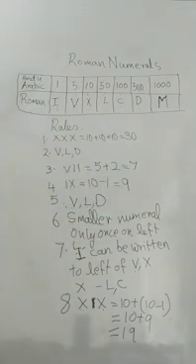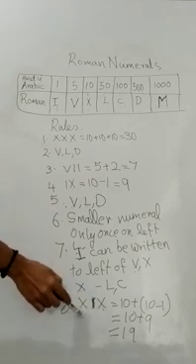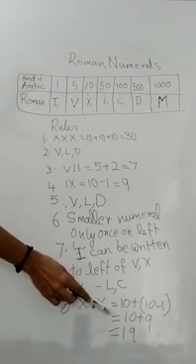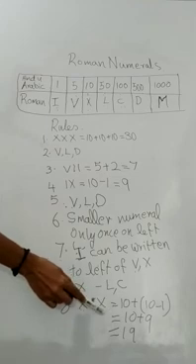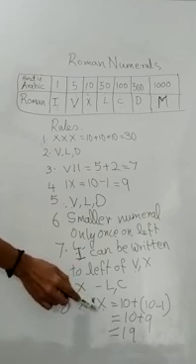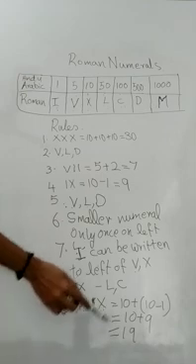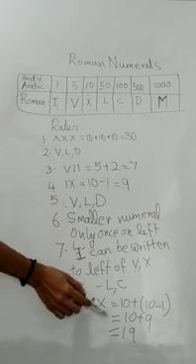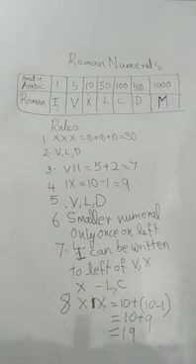Next, the last rule is, when you write a smaller one between two bigger ones, this means that you are subtracting the smaller one from the right numeral. Here there is a bigger one on the left and a bigger one on the right. So this 1 will be subtracted from this 10. That is 10 plus 10 minus 1, that is 10 plus 9, that is 19. So these are the Roman numeral rules.